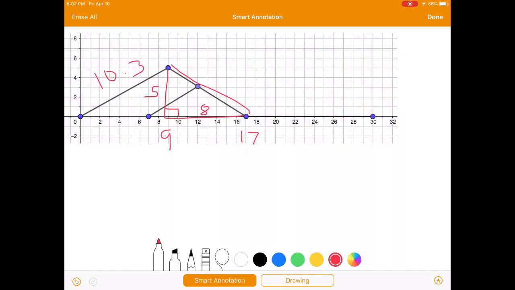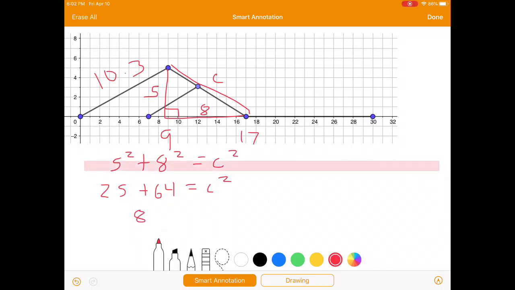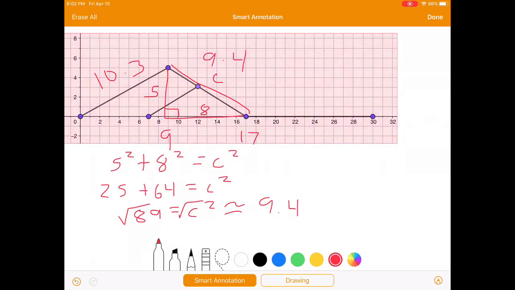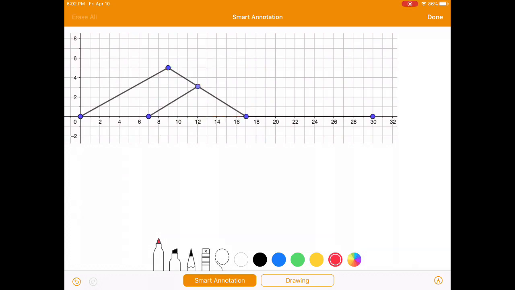So we're going to use the Pythagorean theorem again. 5 squared plus 8 squared. We'll put the C up here this time, equals C squared as our hypotenuse. So we've got 25 plus 64, which is going to be 89 in this case. And once again, we need to take the square root of that. So the square root of 89 is approximately 9.4. So right up here, we've got 9.4. So 10.3 and 9.4.